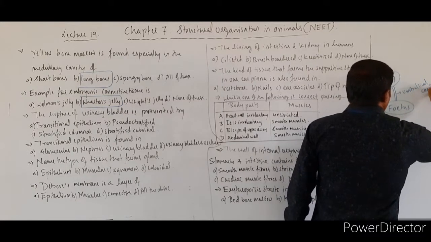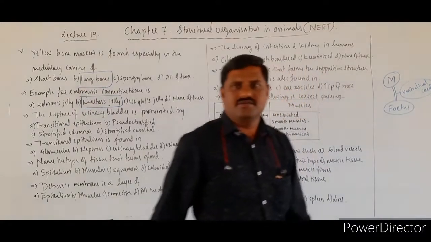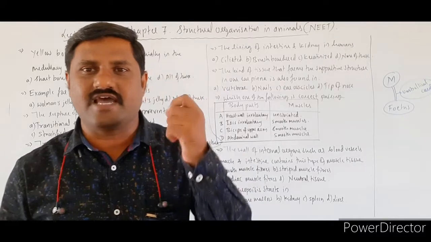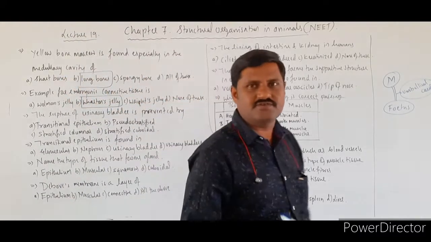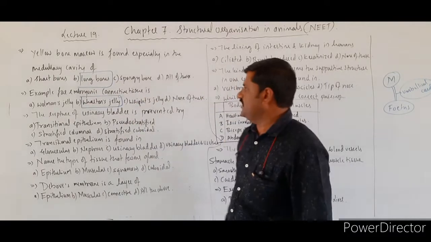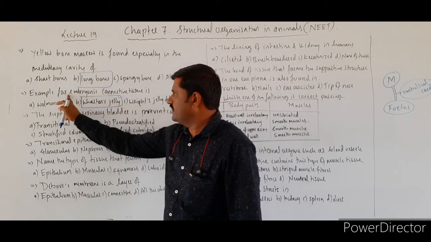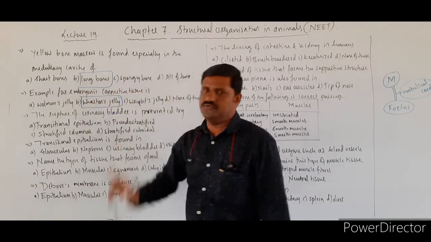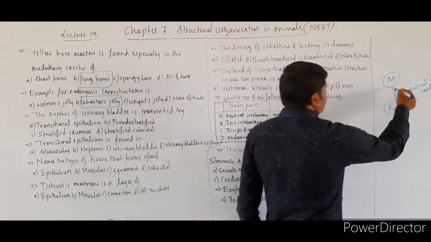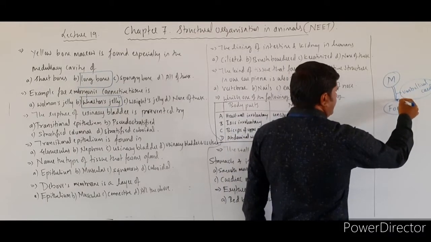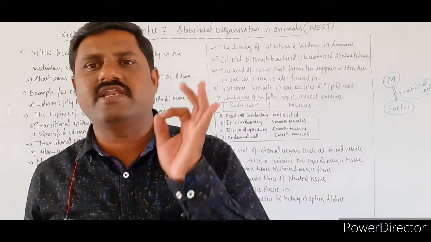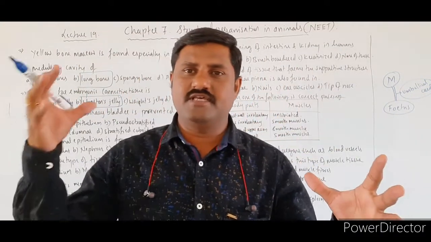cord. And this umbilical cord contains one type of gelatinous substance, and that gelatinous substance itself is called Wharton's jelly. That's why the answer itself is Wharton's jelly. So it is an embryonic connective tissue. It is the best example for embryonic connective tissue. There is a gelatinous substance present in the umbilical cord. Umbilical cord is nothing but the temporary connection between the mother as well as child.